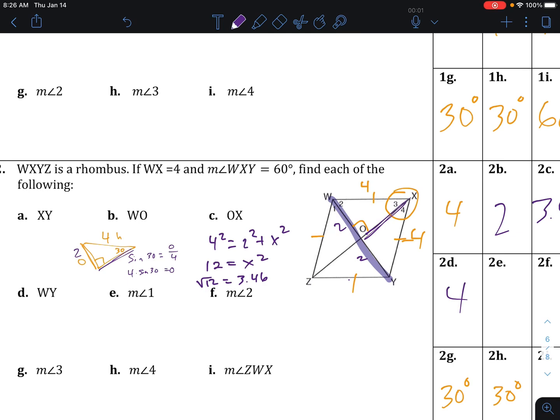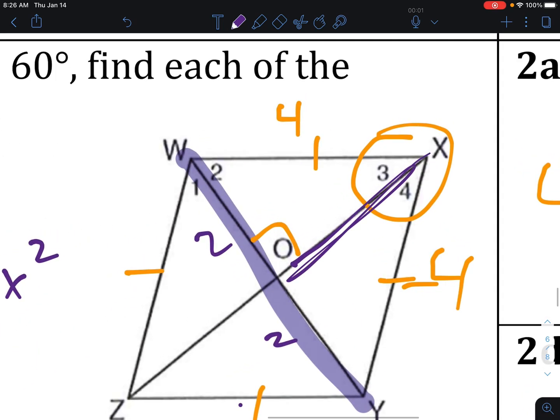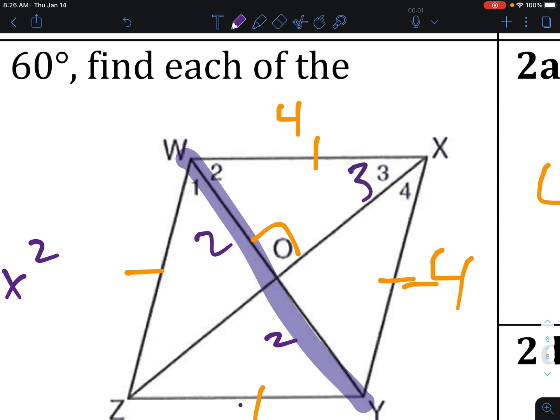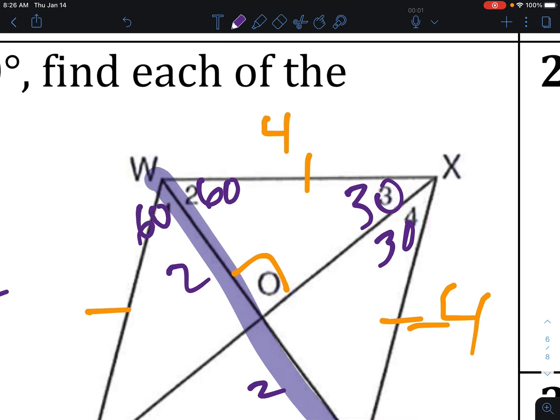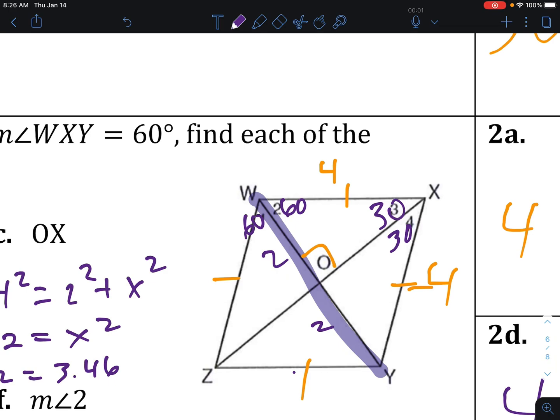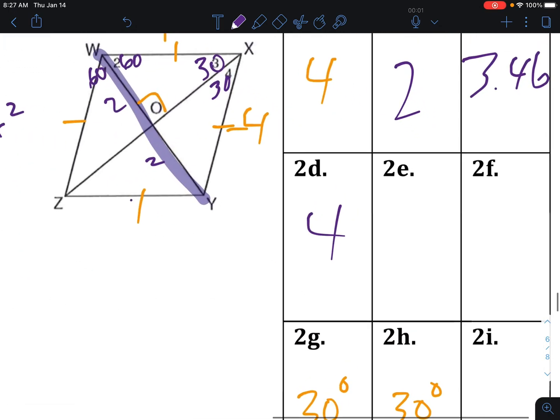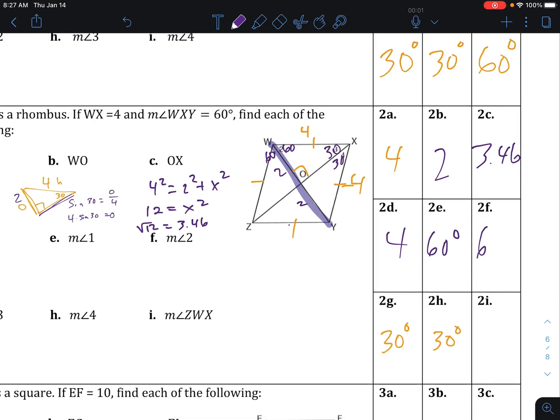Measure of angle 1. Well, let's use this concept that we used up here for angle X. This angle here was split in half. That's 30. Well, three angles of a triangle, angle 1, angle 2, and angle 3 add up to 180. So this has got to be 60 degrees. So they all add up to 180, which means angle 1 is also 60 degrees because angle W, the big angle, got cut in half because that's a property. Diagonals bisect each other. So angles 1 and 2 are 60 degrees, 60 degrees. And then the measure of ZWX would be 120 because that'd be angle 1 plus angle 2.